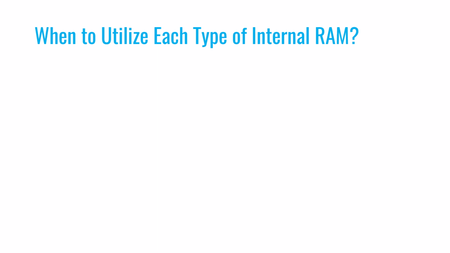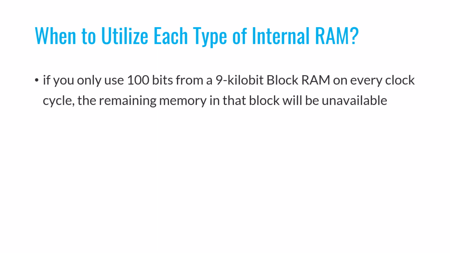As I mentioned earlier, if you use a portion of a block RAM and need constant access to it on every clock cycle, the rest of that memory block will go unused. For example, if you only need 100 bits from a 9 kilobit block RAM on every clock cycle, the remaining memory in that block will be unavailable. This means that if you need very small memories, it's not efficient to use block RAMs for that purpose.